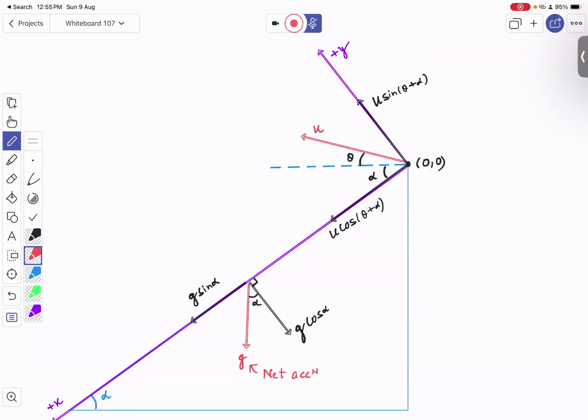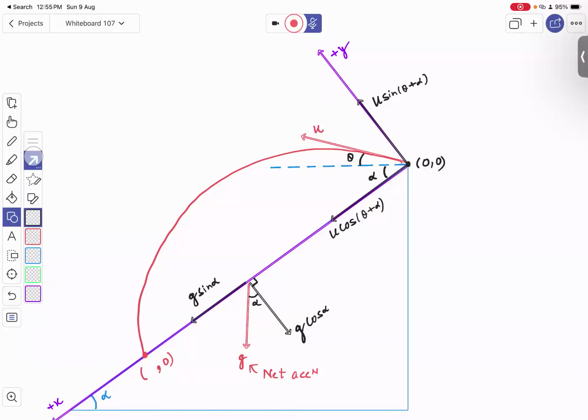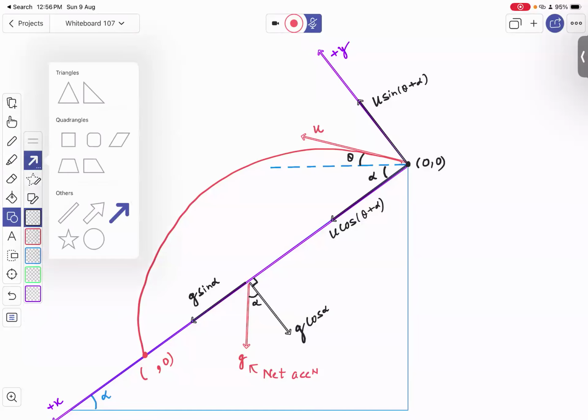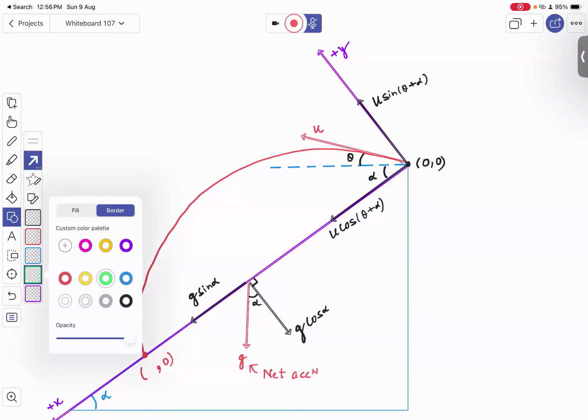Our projectile is going to take this curved path and will hit the inclined plane maybe here. So wherever it hits the inclined plane, if I ask you what is the y coordinate of that point, it will be 0. And whatever distance we travel along the inclined plane, that is the one which we call the range.